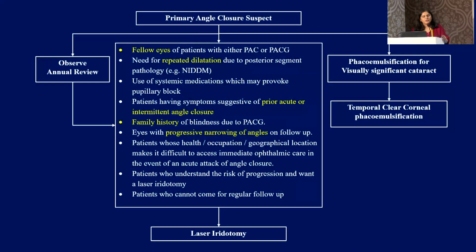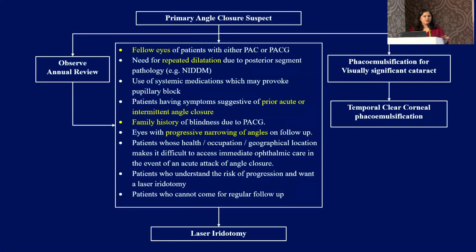If the person is one-eyed, if this is the fellow eye of a PACG, if the person needs repeated dilation, there is a family history of glaucoma, there is a prior history of acute or intermittent angle closure, or if there is progressive narrowing of the angles, then annual review can be done.